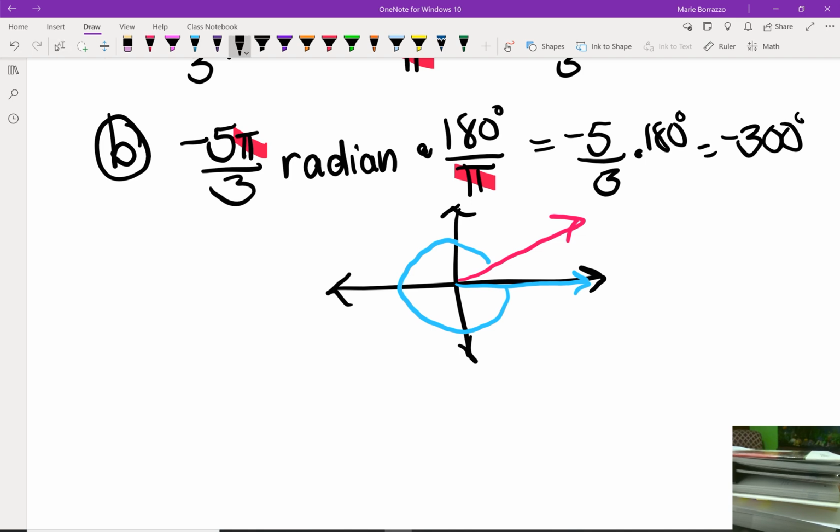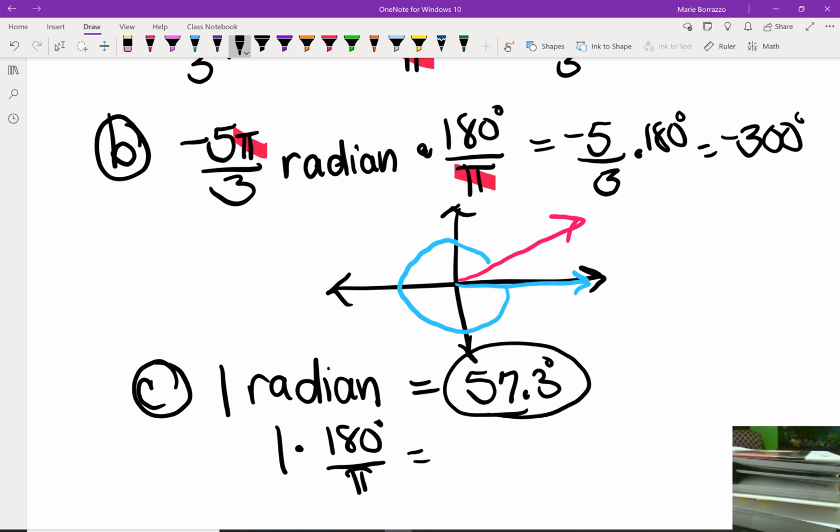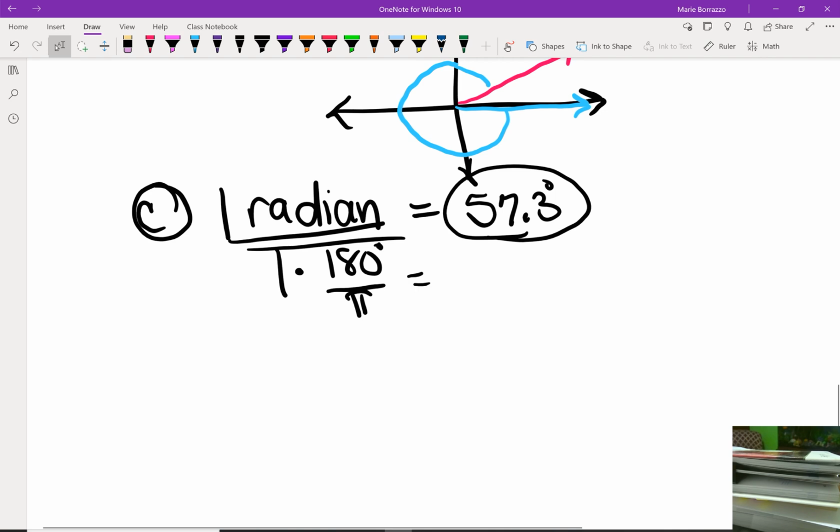In part C, we have 1 radian, which, by the way, is another measure you should memorize, which is equal to basically 57.3 degrees, and that's a rounded value. How you obtain this: if you have 1 radian, you multiply it times 180 degrees over pi. So 180 divided by pi gives you 57.3 degrees, which is the equivalent value of 1 radian. That is a memorization piece.